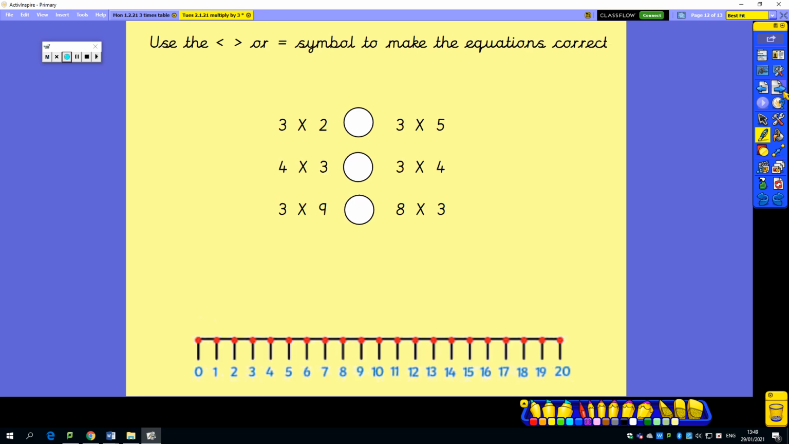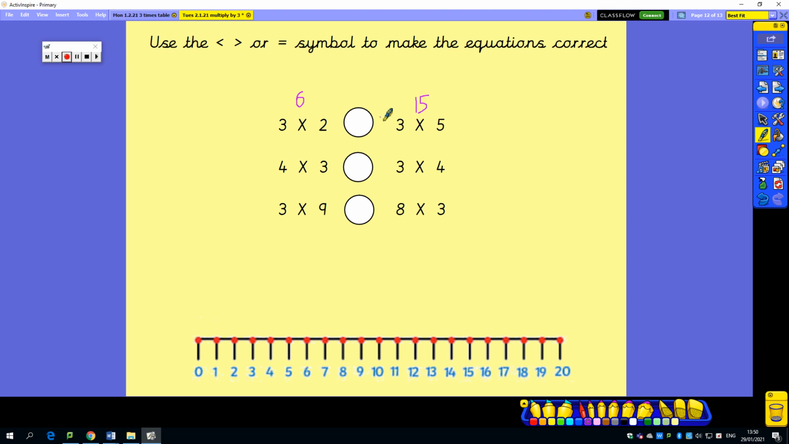So the next thing I would like us to think about is using our greater than, less than, or equal symbols to make these equations correct. So you need to look at the equation on both sides. On this side, we've got 3 times 2. We know that 3 times 2 is 6. And on this side, we've got 3 times 5. 3, 5 times. I count in my 3's 5 times. 3, 6, 9, 12. I get to 15.